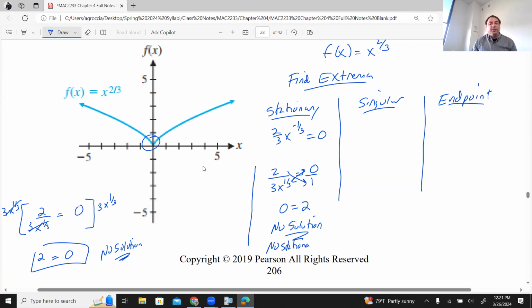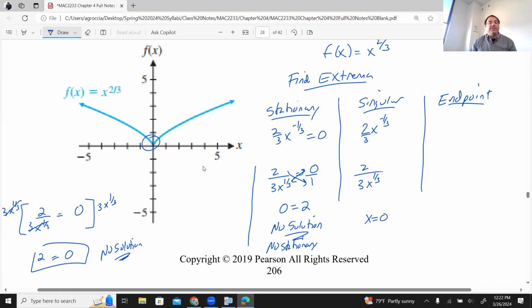And by the picture, there are no stationary points. There's no top of a mountain, bottom of a valley. Then when we look at the derivative, 2/3 x to the negative 1/3, remember, I always like to rewrite it. And you're like, why does he make me rewrite it? Here are the reasons why. If you rewrite it, you know that the x is in the denominator. What number would make this undefined?